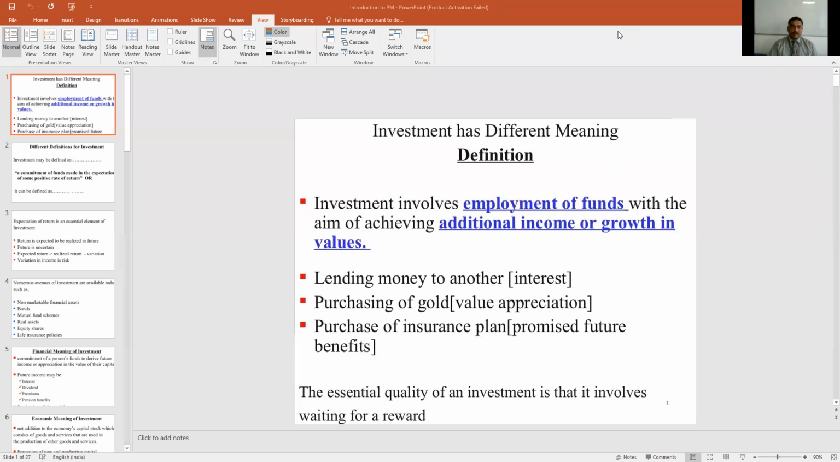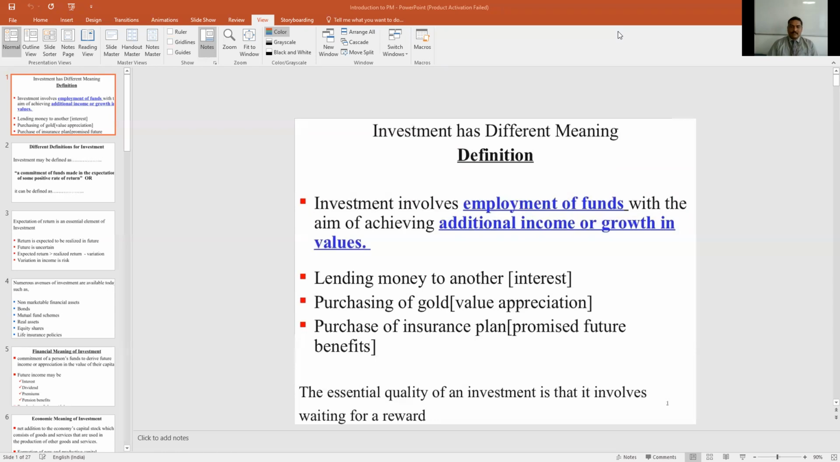So the first unit is about introduction to investments. In this unit, we are going to discuss what the different investments available to us are, what is meant by investment, what the objectives of investments are, and what the different components of investments are. Those things we are going to discuss in this first unit. So let us start the first unit.